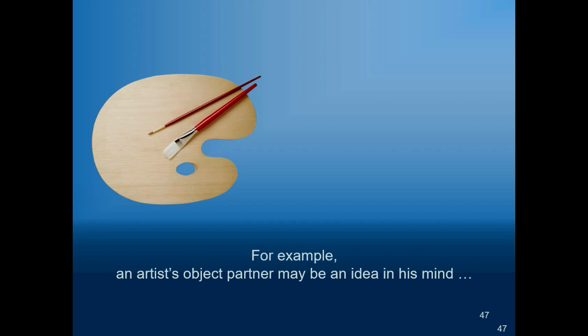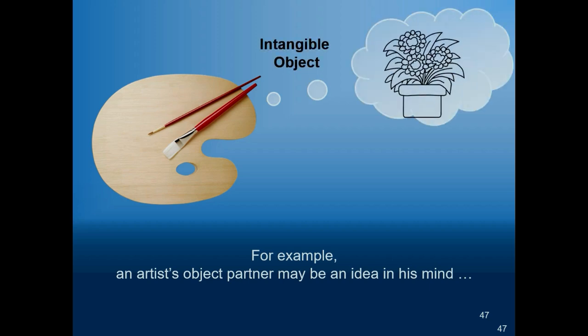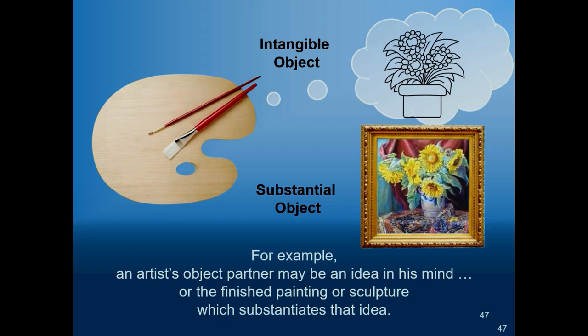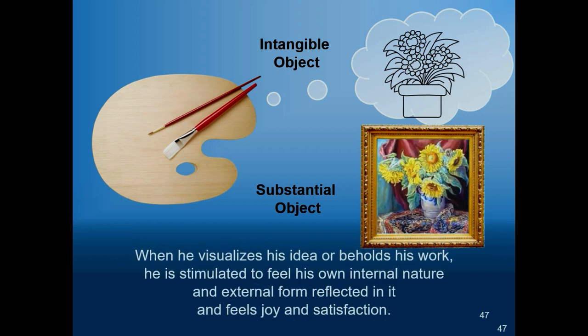For example, an artist's object partner may be an idea in his mind, an intangible object, or the finished painting or sculpture which substantiates that idea. Substantial object. When he visualizes his idea or beholds his work, he is stimulated to feel his own internal nature and external form reflected in it, and feels joy and satisfaction.